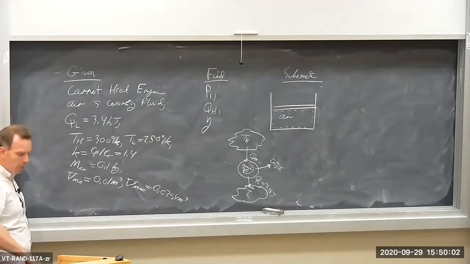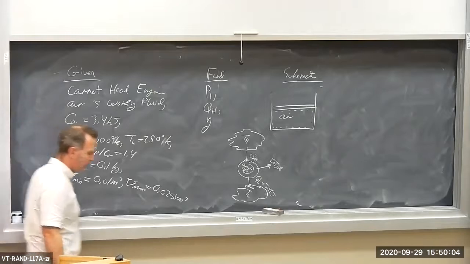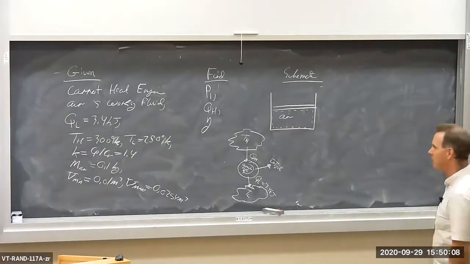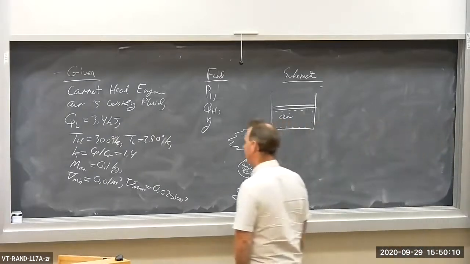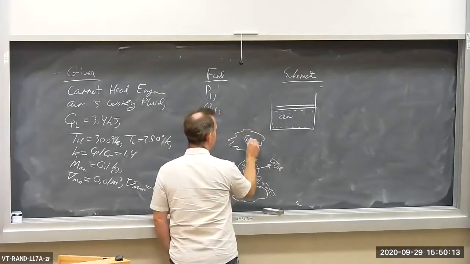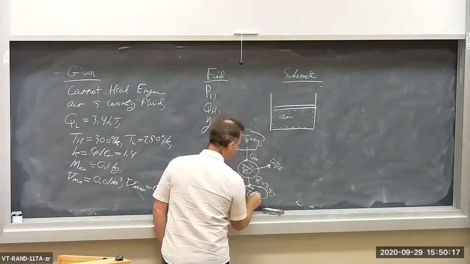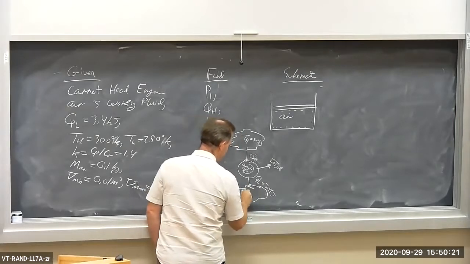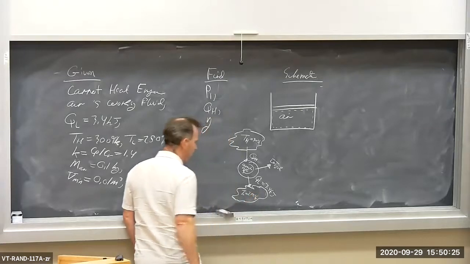So it rejects 3.4 kilojoules to the low temperature reservoir. The high and low temperature reservoir temperatures are 300 and 250 degrees K. So this is 300 degrees Kelvin, and this is 250 degrees Kelvin. So T low is 250 degrees Kelvin, okay?